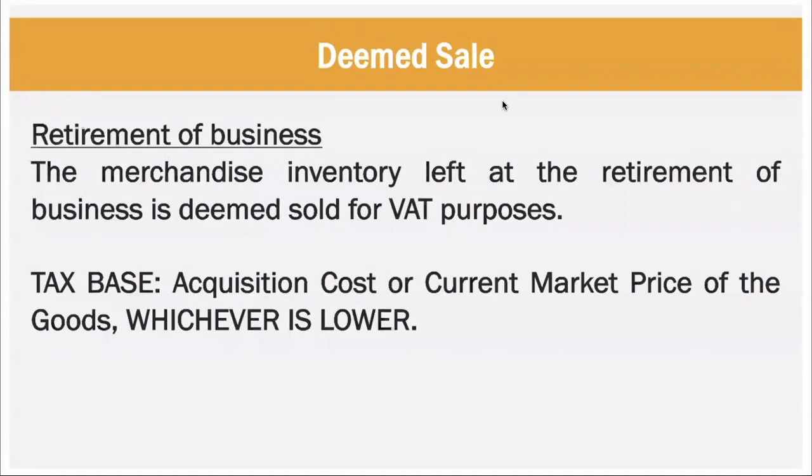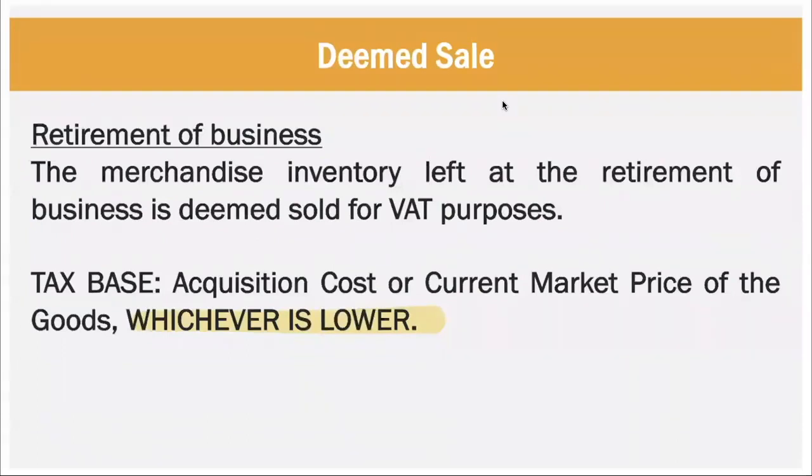So in your retirement of business, the merchandise inventory left at the retirement of business is deemed sold for VAT purposes. However, take note, the tax basis on the four items we discussed, that is the market value. However, here, since the business is going to die anyway, would you still tax it at a higher amount? So, our law says you should tax it at a lower amount already. So, what is the tax basis now? It is the acquisition cost or current market price, whichever is lower.